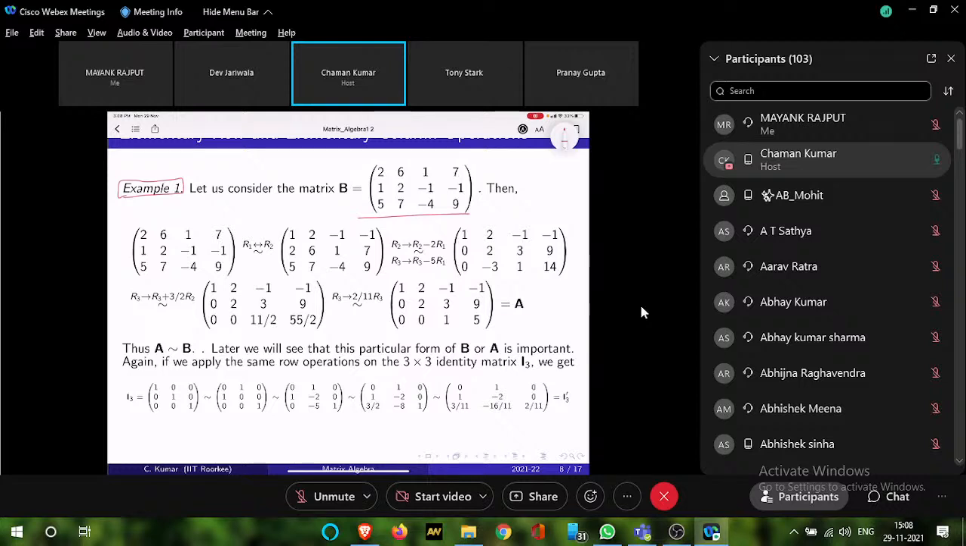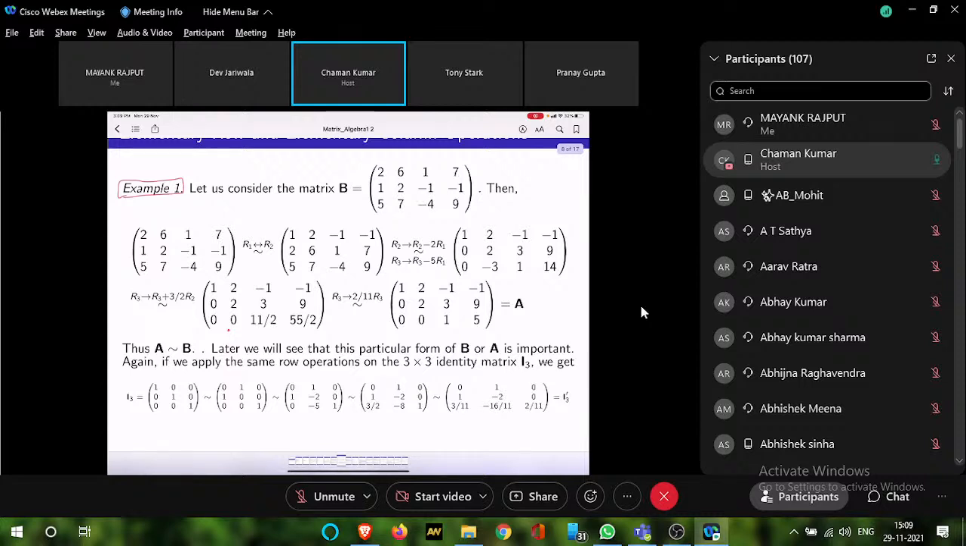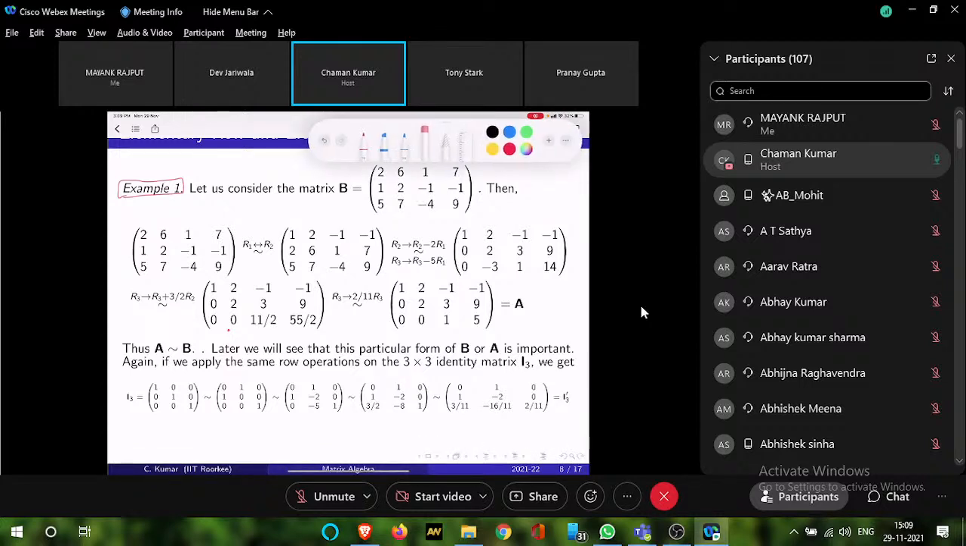So your new matrix will be 1 2 minus 1 minus 1, which is row 2 in the original matrix B, and 2 6 1 7, which is row 1 in the original matrix B. Okay, so you have performed this second operation, interchanging two rows. Now let us perform two operations.